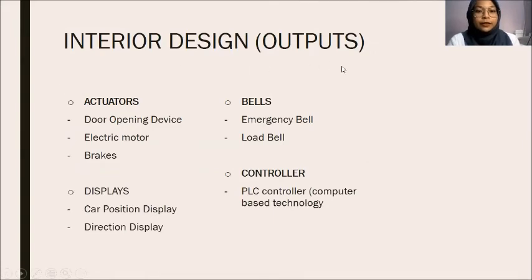The interior design for output is the actuator, which is the door opening device. The door opening device is on top of the car. This device opens the inner door of the elevator cab and the outer door of the elevator shaft simultaneously at each floor. Second, the electric motor. The motor is responsible for moving the elevator cab up and down. And brakes. These include electromagnetic and mechanical brakes.